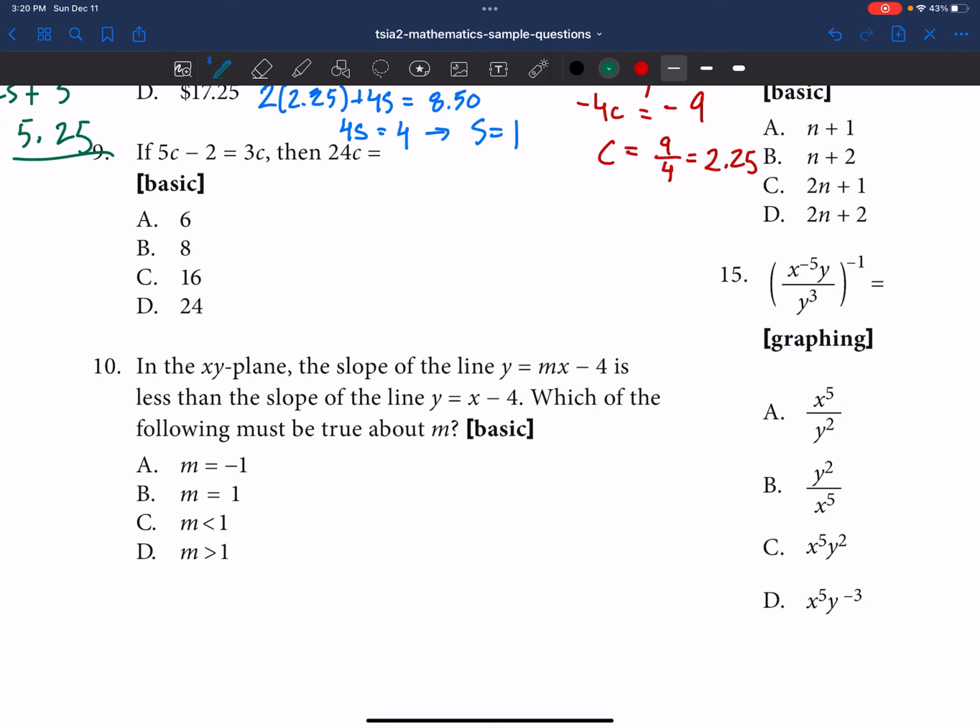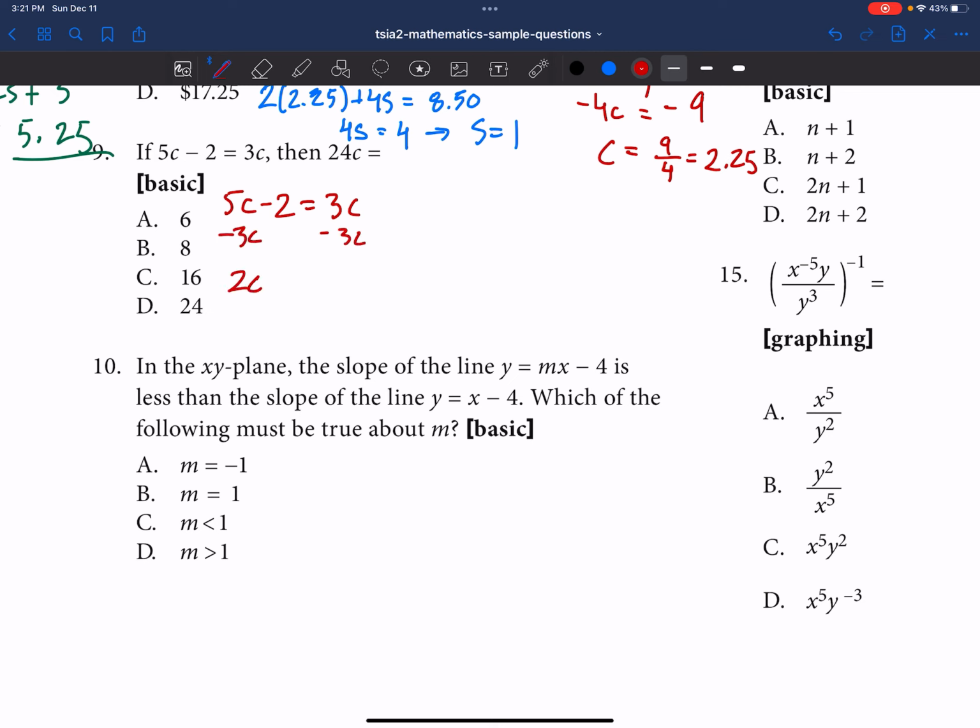If 5c minus 2 equals 3c, then what is 24c equal to? Okay. This is easy. Easy peasy. So I say, let's just solve this. 5c minus 2 equals 3c. This is another Algebra 1 question. Let's subtract 3c from both sides.